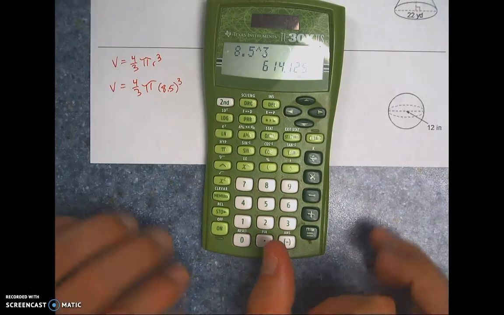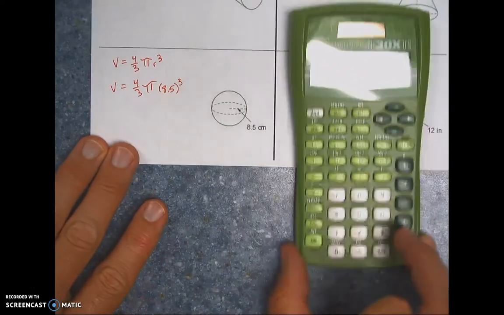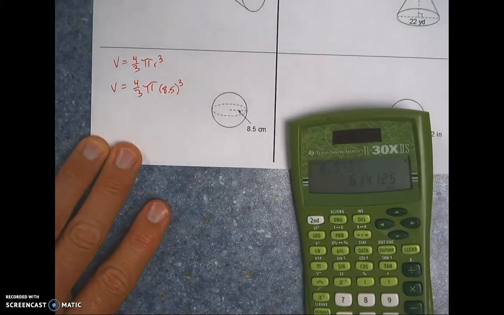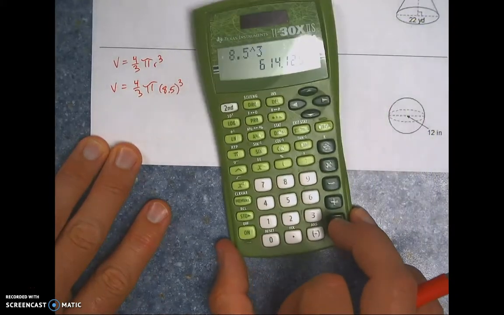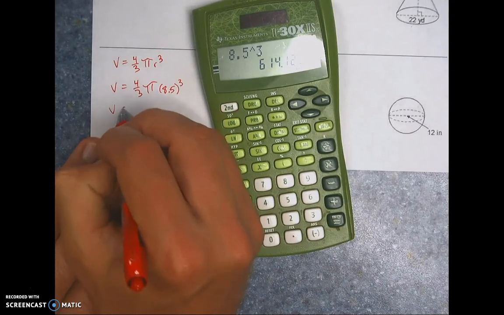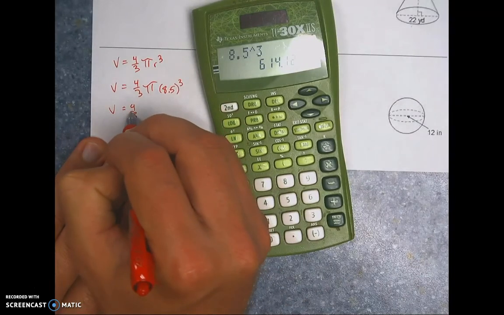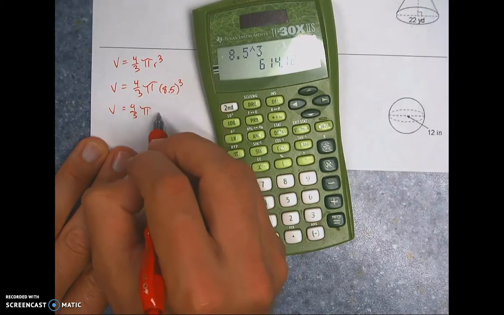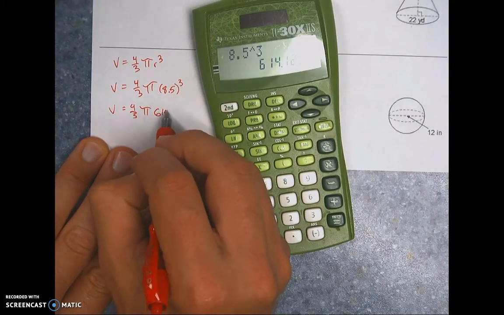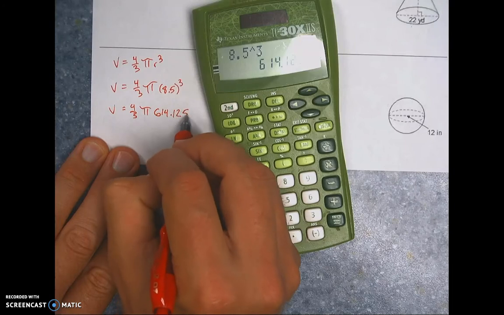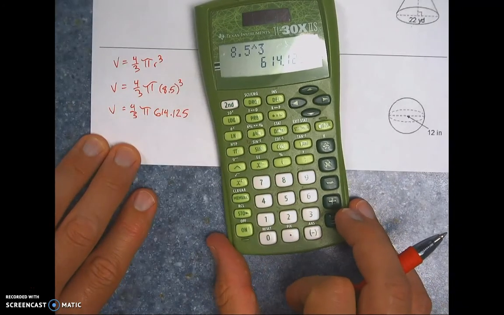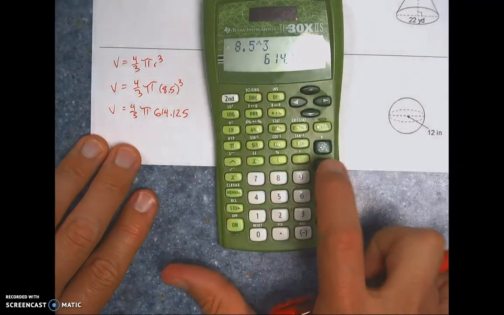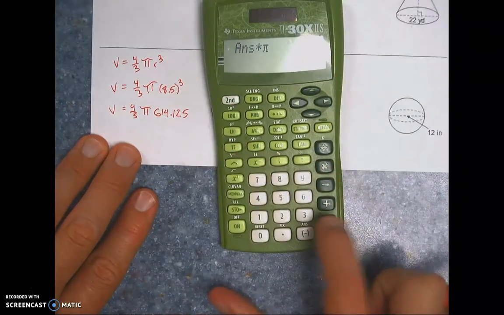And let's go ahead and write that number down. We're not going to round that one. So I'm going to leave the 4/3 alone just so we can deal with it in a second. Haven't done anything with pi. So 8.5 to the third becomes 614.125. Okay, at that point I'm going to leave this in my calculator. I'm going to hit times pi.